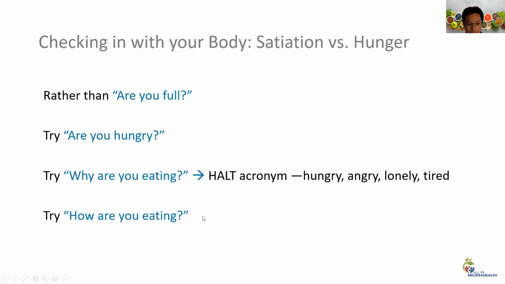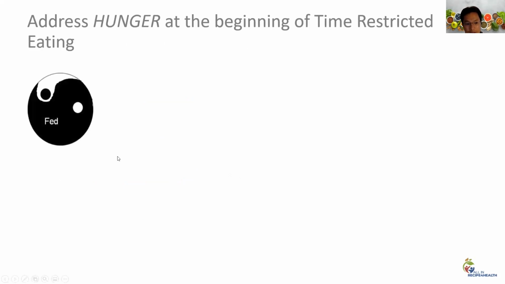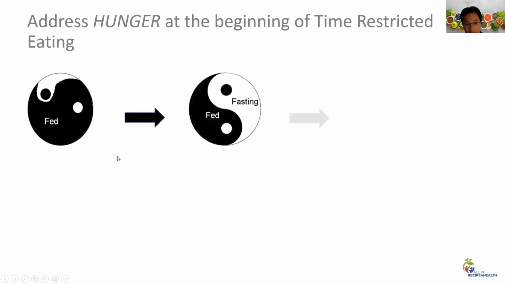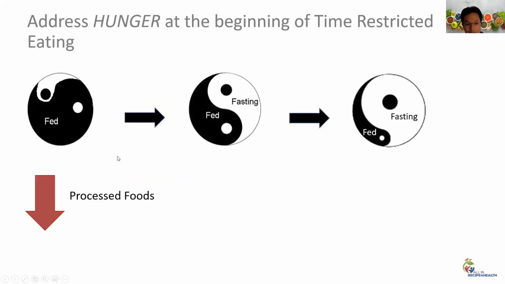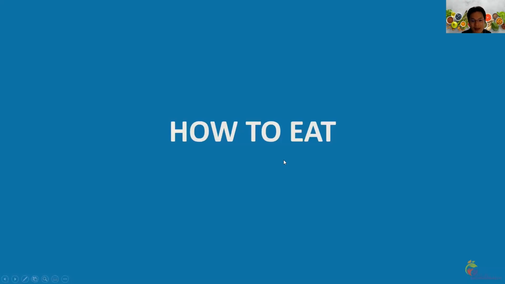So that's the piece. Address the hunger at the beginning. If you're going to do time restricted eating, you're in a fed or fasted state. You know that you can decrease the processed foods. You can increase your whole foods, the veggies, the legumes, pulses, seafood, unprocessed meats, etc., and then utilize water. With that, we're going to shift into how to eat.